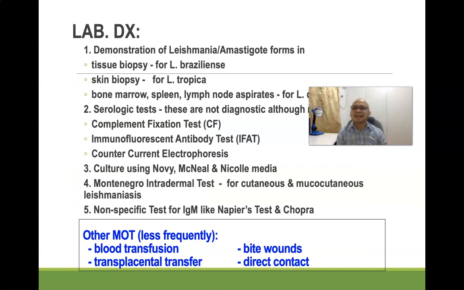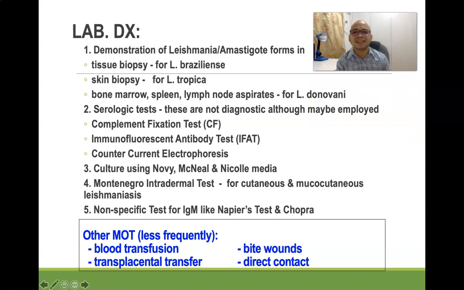So for the lab diagnosis, again, we've been saying that the diagnostic stage is amastigote, which can be recovered from tissue biopsy if it's Leishmania brasiliense, skin biopsy if it's Leishmania tropica, and bone marrow, spleen, lymph node aspirates for Leishmania donovani. Serologic tests are not diagnostic, though they may be employed for various reasons, such as complement fixation test, immunofluorescent antibody test, counter-current electrophoresis, then culture using the NNN medium, and the Montenegro intradermal test for cutaneous and mucocutaneous leishmaniasis. The principle of the intradermal test is the delayed type hypersensitivity reaction. Okay. So, non-specific tests for IgM like Napier's test and the Chopra test.